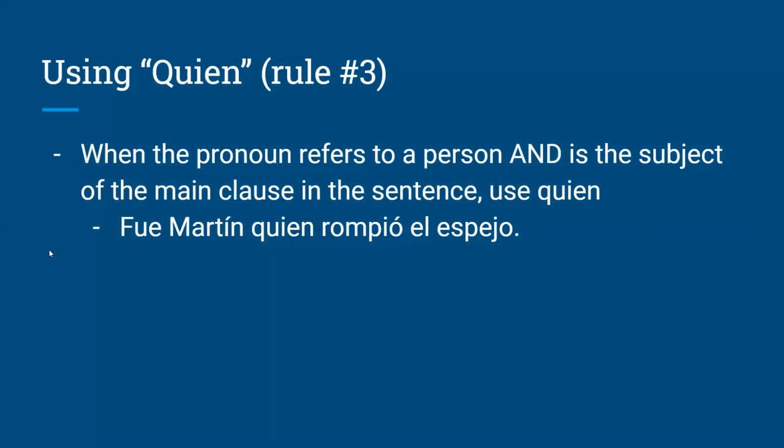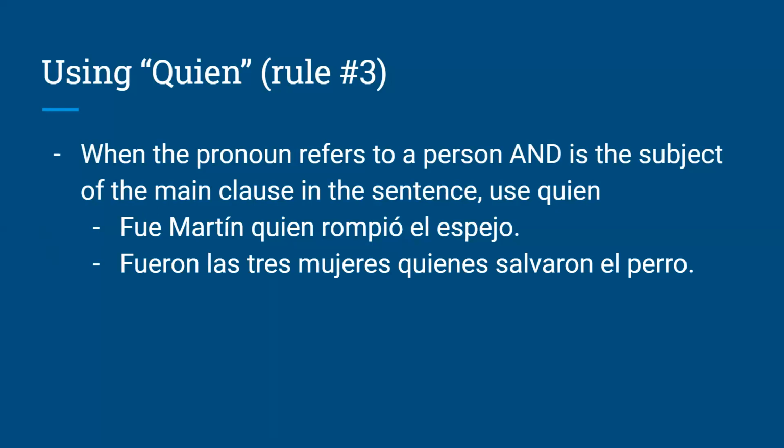Now that all might have been really confusing, okay? So the shortcut that I have for you is this. Basically, if this sentence starts off with the verb ser, then that's kind of your clue that this rule number 3 is happening here. Okay, I'll show you another example. It was the 3 women who saved the dog. Okay, fueron is a conjugation of ser. So that's kind of our shortcut rule that to make you think that this rule is probably applying, right?